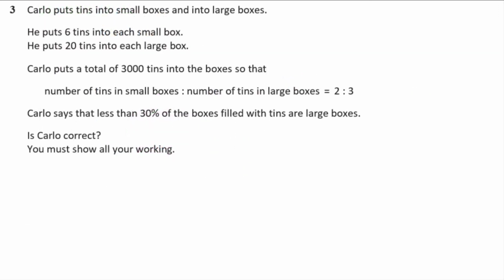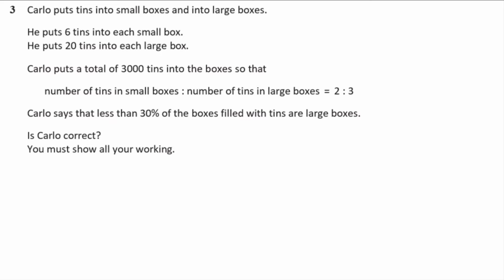Question 3. Carlo puts tins into small boxes and into large boxes, as you do. He puts 6 tins into each small box. He puts 20 tins into each large box. Carlo puts a total of 3,000 tins into the boxes, so that the number of tins in the small boxes compared to the number of tins in the large boxes is in the ratio of 2 to 3. Carlo says that less than 30% of the boxes filled with tins are large boxes. Is Carlo correct? You must show your working.